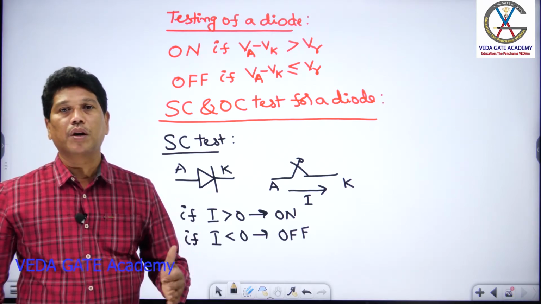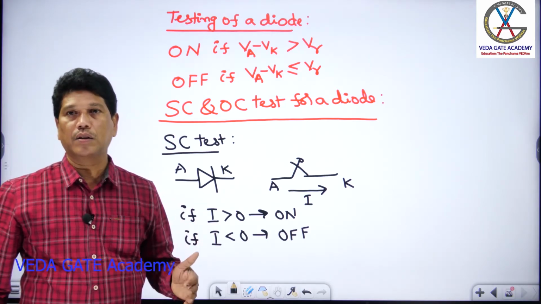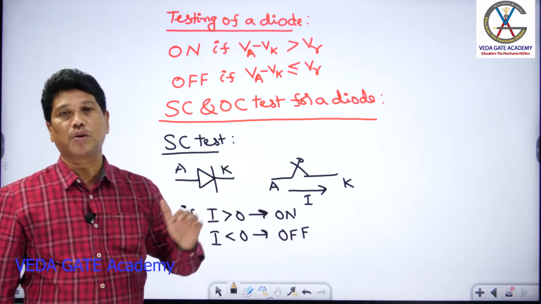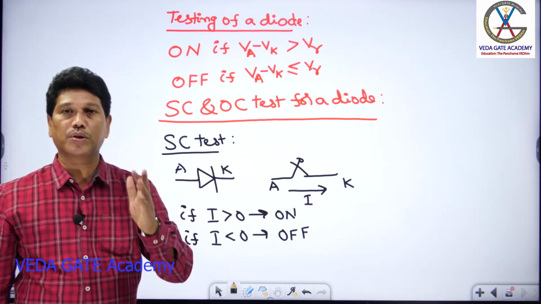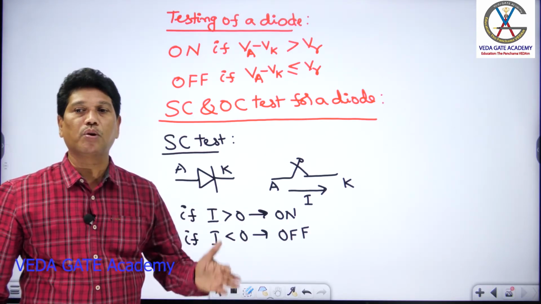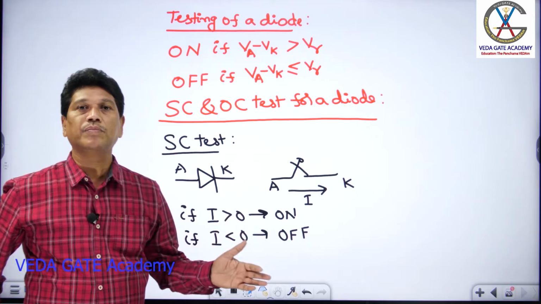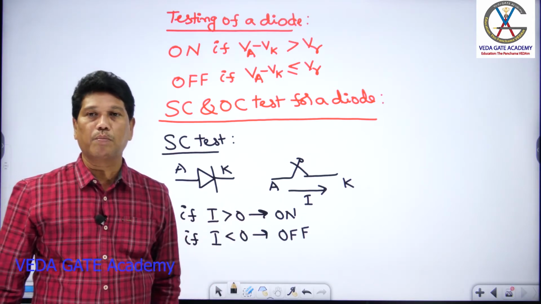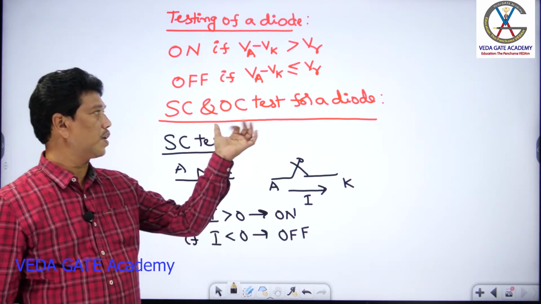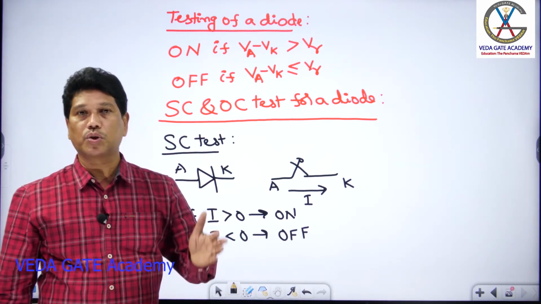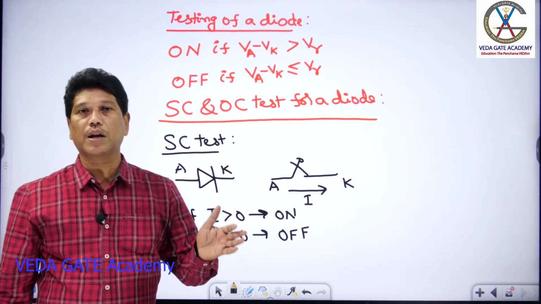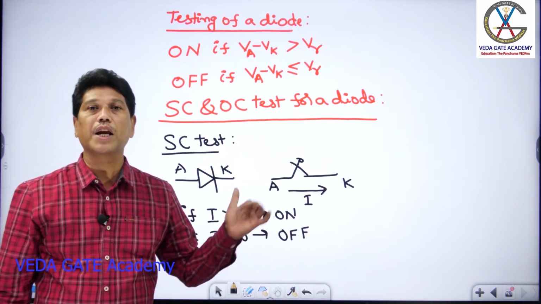Suppose a number of diodes are connected in parallel in a given circuit, then the short circuit test is not useful. The short circuit test is invalid at that time. Suppose it is only one diode, no problem. But if more diodes are connected in a given circuit and they are in parallel, at that time this short circuit test is invalid. So the short circuit test is invalid if the number of diodes connected in a given circuit is more than one and they are in parallel.